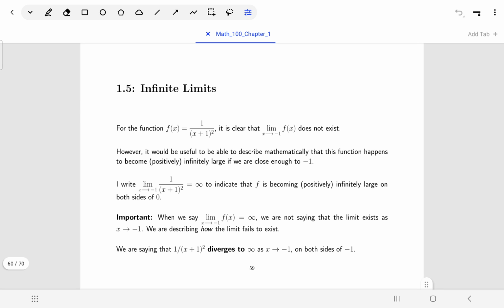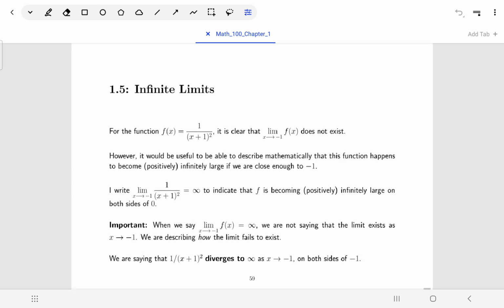Welcome back. In this section, we're going to be looking at infinite limits. And by that, I don't mean limits as x goes to infinity. We've already seen that. Here, we're going to be looking at what happens if the function becomes infinitely large.